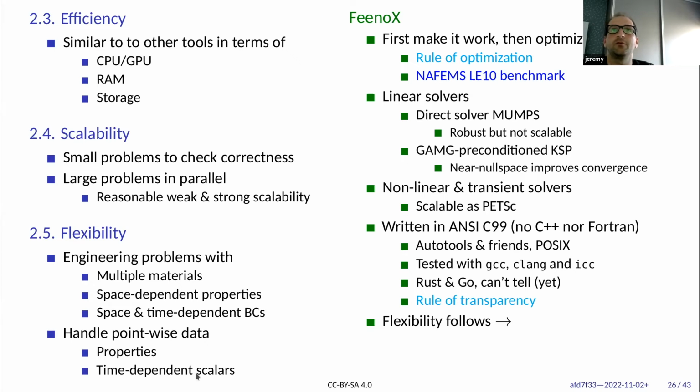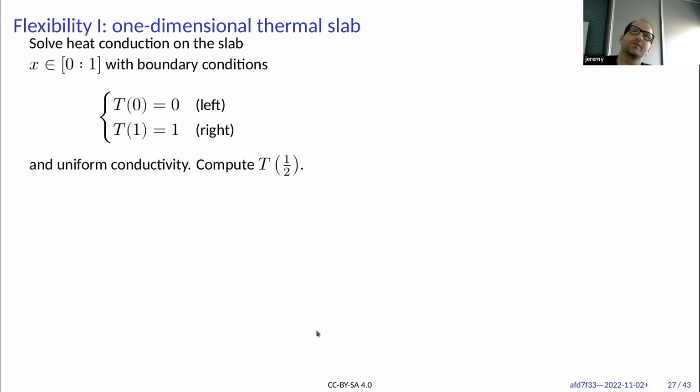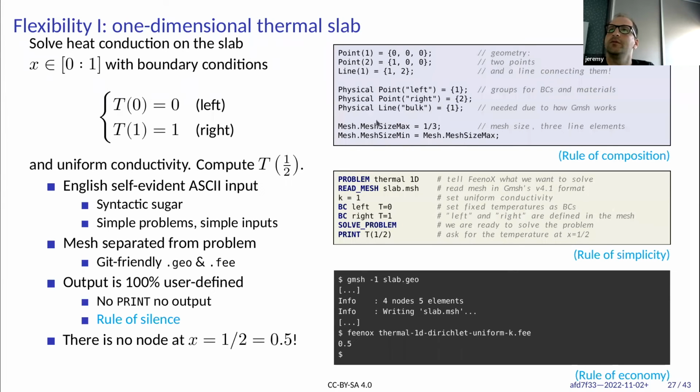And now some examples about flexibility. So, for instance, let's say we want to solve a one-dimensional thermal slab. The temperature at the left will be 0, the temperature at the right will be 1, with uniform conductivity, and we want to know the temperature at half. This should be 0.5, one half the temperature at that point. Well, this is the mesh. This is the input file. We run Gmsh to get the mesh, we run FeenoX, and we have the answer.